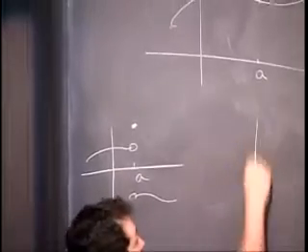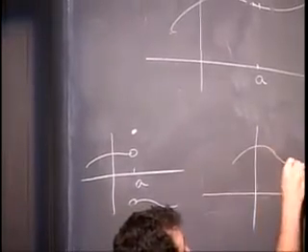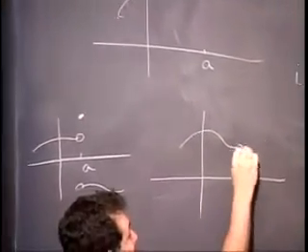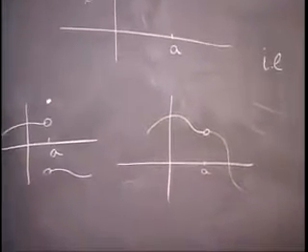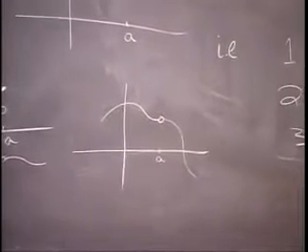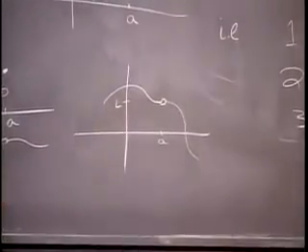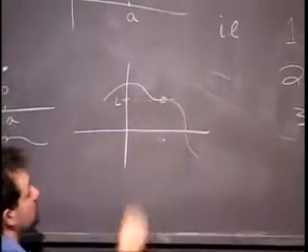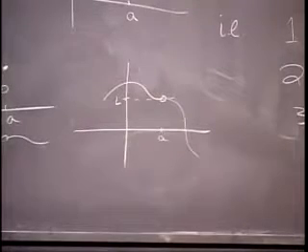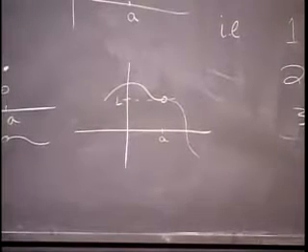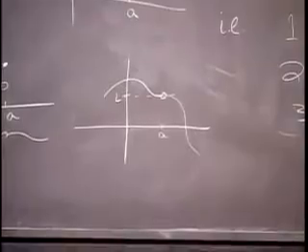Okay, what about this one? Well, in that picture, the two-sided limit does exist, and it is whatever this height is, L. But f of a isn't defined. There's an open circle there, so it can't possibly be continuous there.